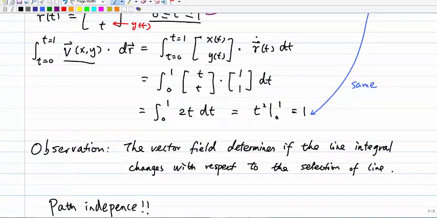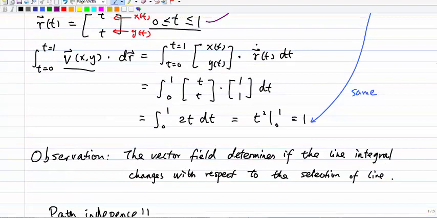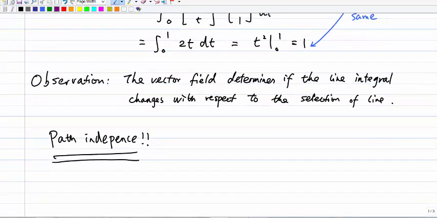So this problem is called path independence. In other words, the vector field determines if the line integral changes with respect to the selection of the line, which means it doesn't really matter what line we select. It's always the same for that vector field. As long as given a starting and ending point, it will determine the value. It doesn't matter which line we select. So this property is called path independence.